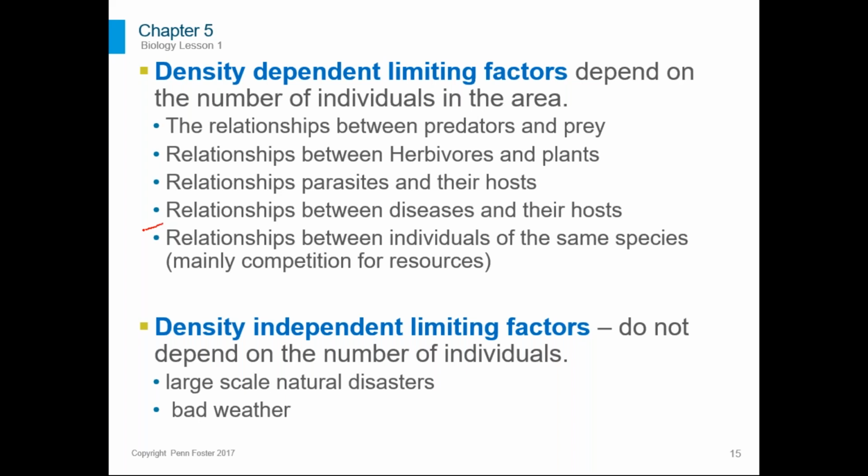If you have, let's say, ants, where if the whole area floods, they're all going to die. It doesn't matter how high or low the population is, it's just going to kill all of them in that area. So it's not a matter of resources and density, it's just this happened and now they're all gone. So those are density independent.